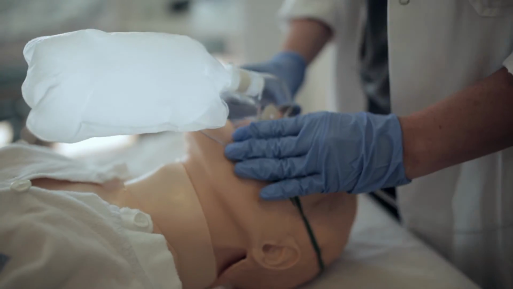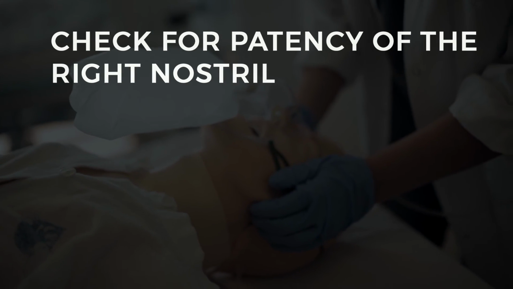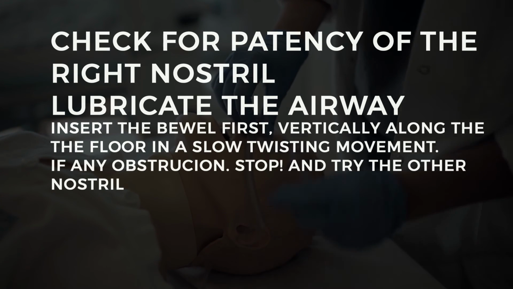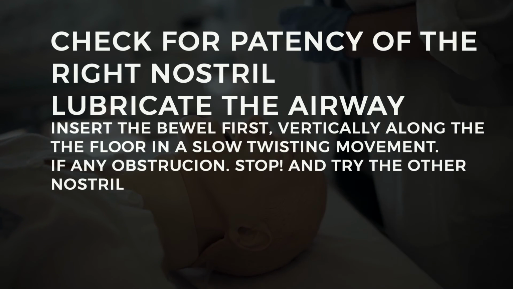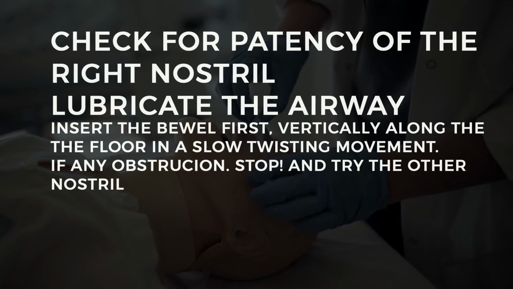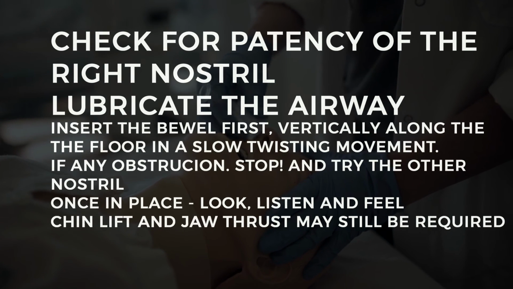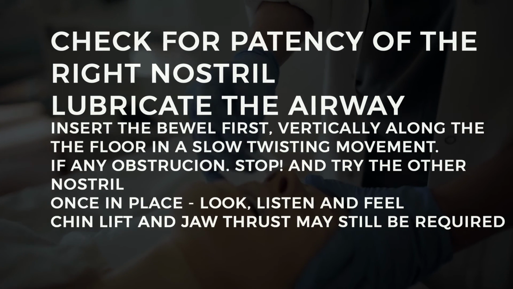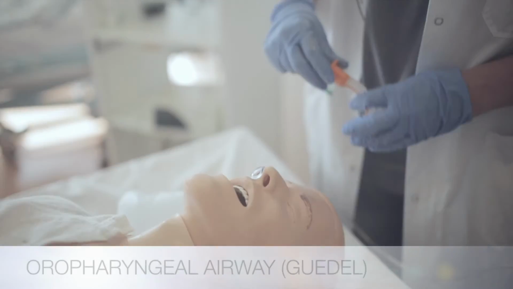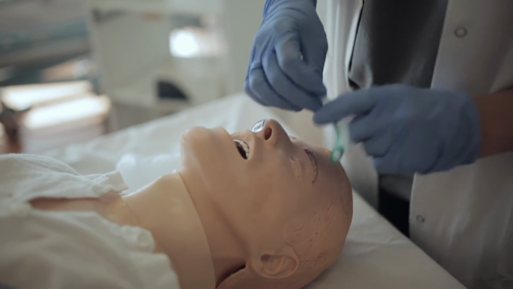When inserting the nasopharyngeal airway, check for patency of the right nostril. Lubricate the airway. Insert the bevel first, vertically along the floor in a slow twisting movement. If any obstruction, stop and try the other nostril. Once in place, look, listen and feel. Chin lift and jaw thrust may still be required.